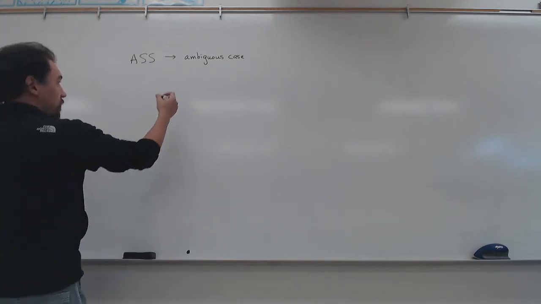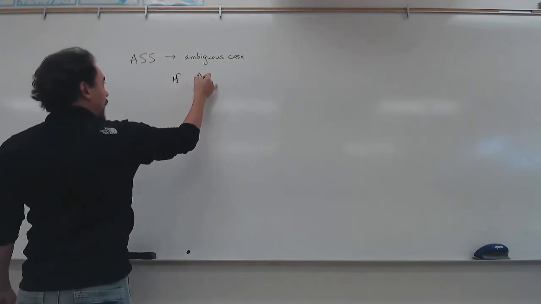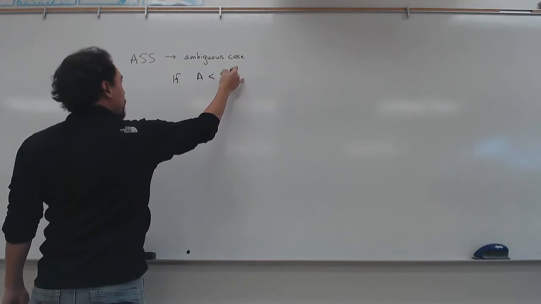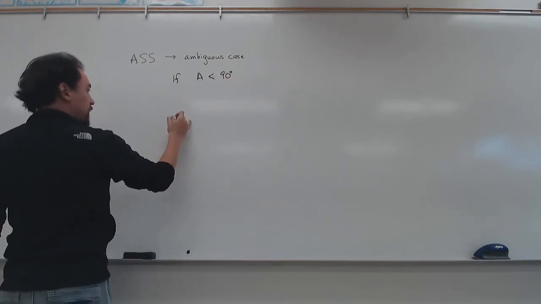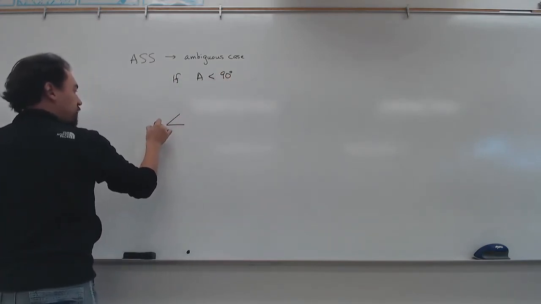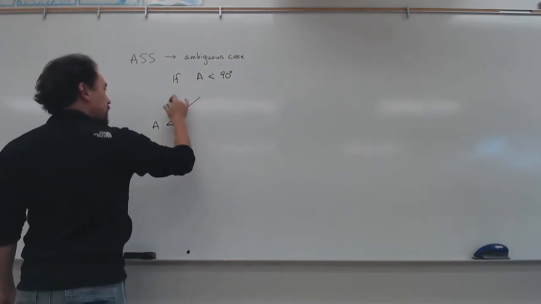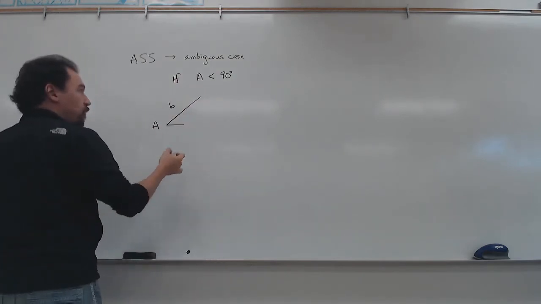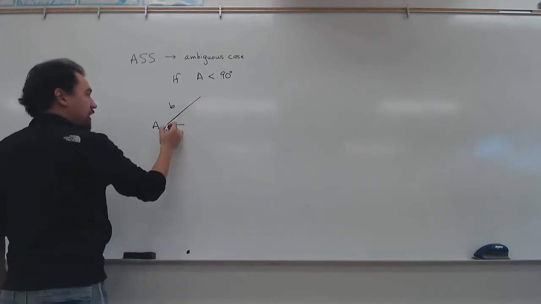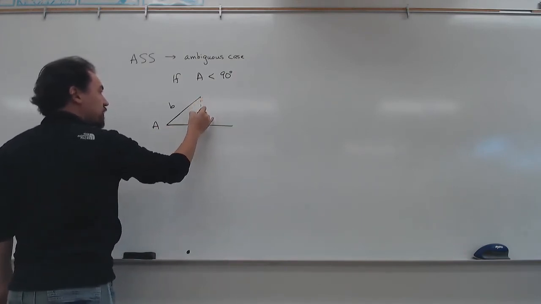So let's start with the case where angle A is less than 90 degrees. So we're going to have an acute angle A, and let's start drawing this. I have an angle A right here, and I'm going to be given the side next to A, so we'll call that side b. Before I figure out what to do with side a, I'm going to think about the altitude of this triangle. That's going to be h.